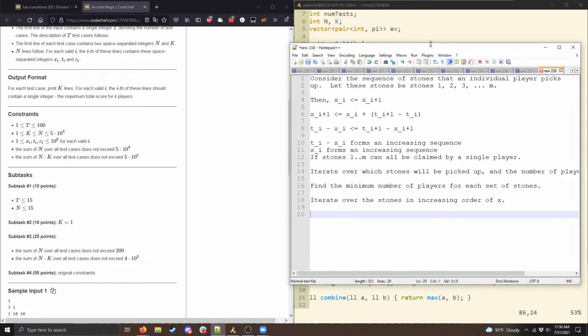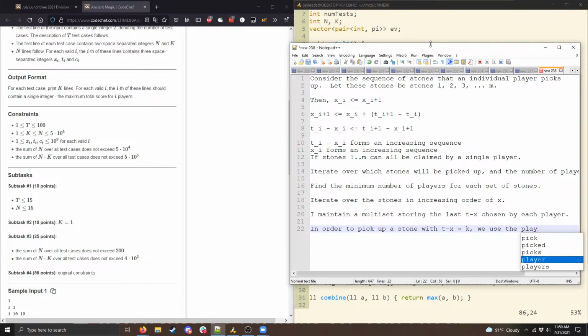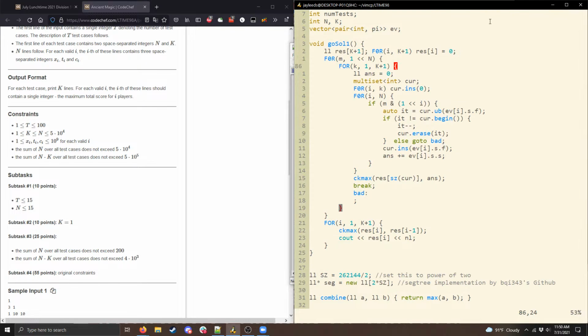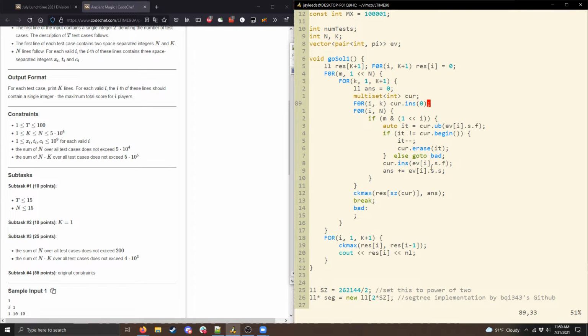And then I maintain a multiset storing the last t minus x chosen by each player. In order to pick up a stone with t minus x equals k, we use the player with the greatest current t minus x less than or equal to k. I'd encourage you to think for a bit about how you can prove this. Initially I put k zeros in the multiset, because initially t minus x is just 0, because x and t are both 0.